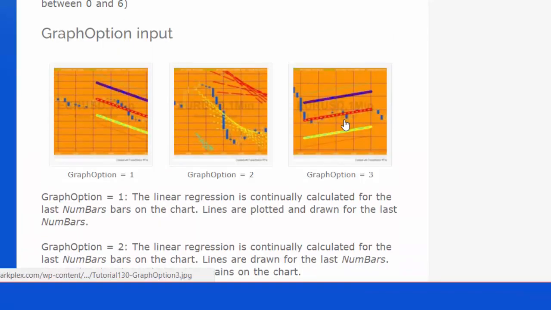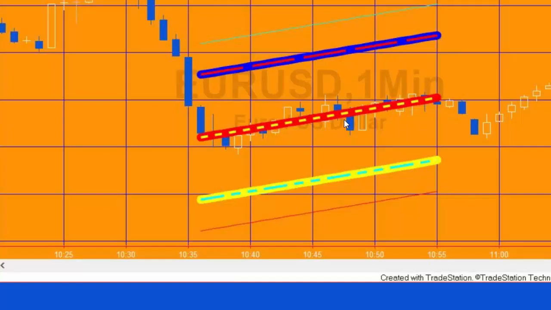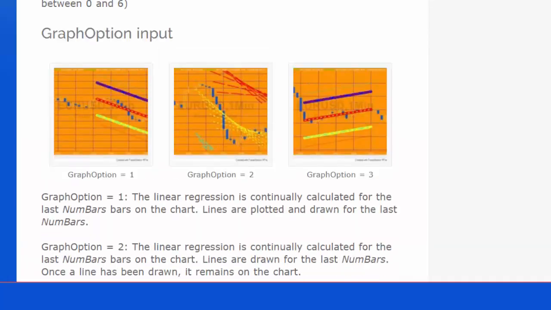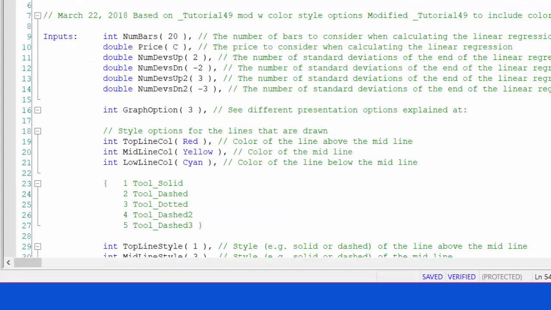And then graph option 3, this means that the linear regression channel is drawn on the chart when the program's first applied to the chart, and it will just stay in that position for those specific bars, and as new bars are added to the chart, it just shifts across. So that's the way that the graph option works. It's the same in the new program. So let's just go and see what changes I made.